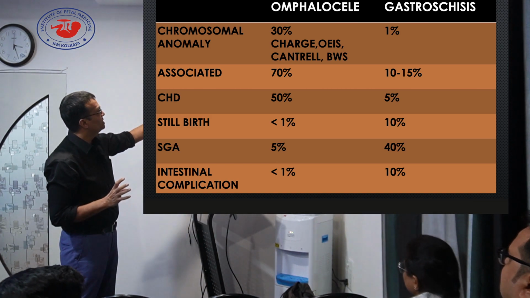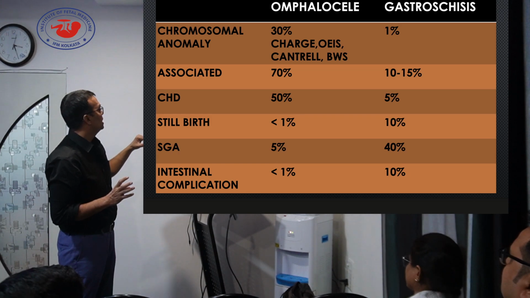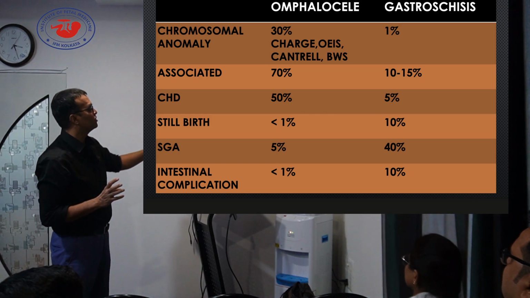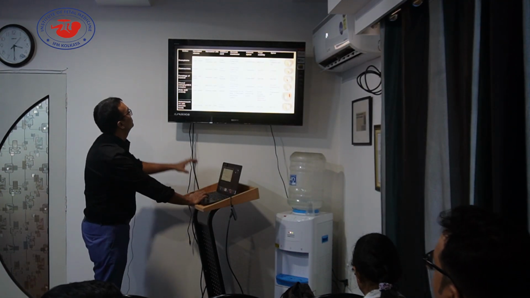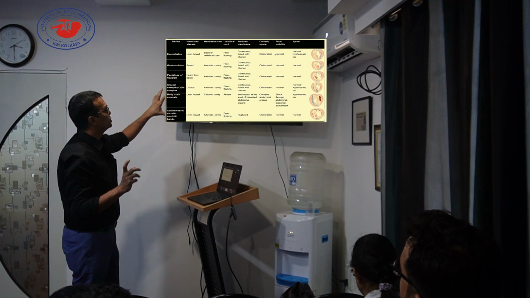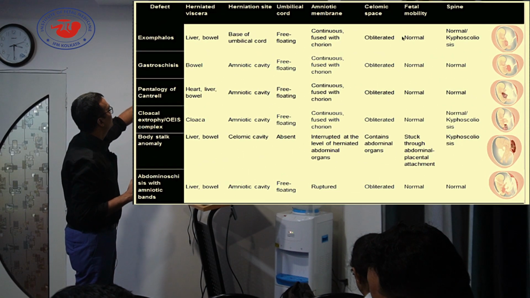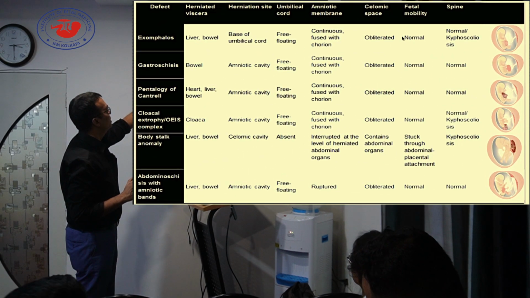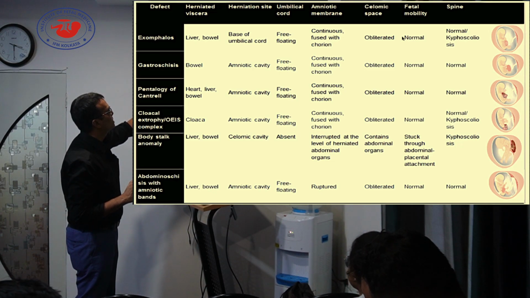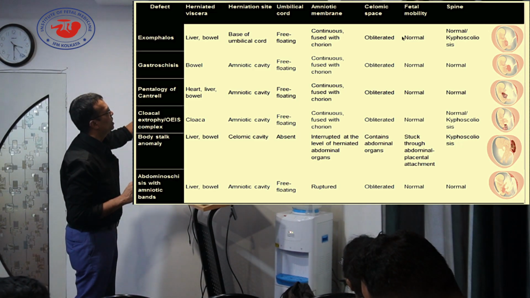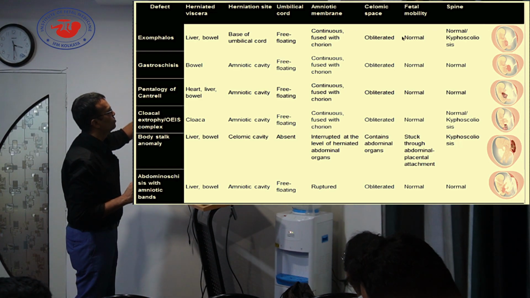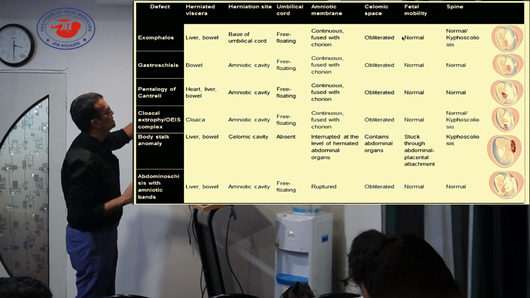Small for gestational age is again more common with gastroschisis. Intestinal complications, as I have explained, are more common with gastroschisis. Okay. So we will finish off with this. Later on I will show you some more differential diagnosis. So when you are talking about omphalocele, we have seen what are the herniated contents, herniation site, umbilical cord status, amniotic membrane, then the coelomic space, what are the factors responsible for fetal morbidity, and then the status of the spine.